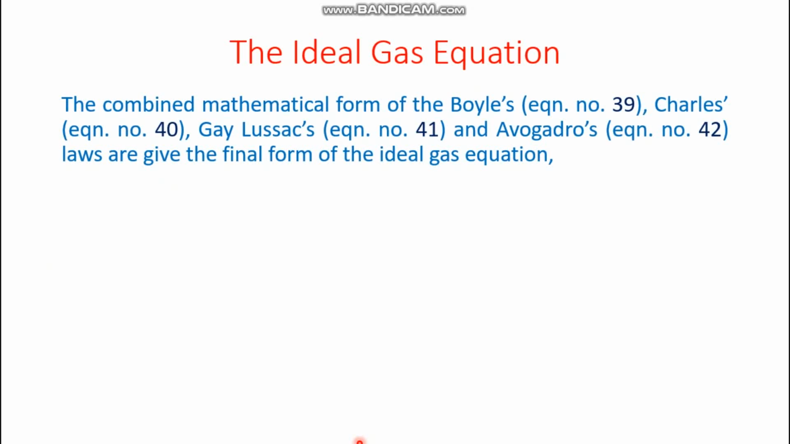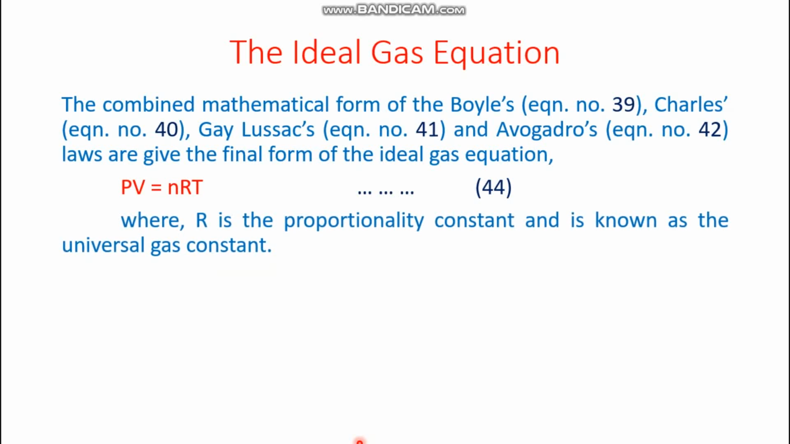So what about the ideal gas equation? It is simply PV equals nRT. If you combine all these laws, such as Boyle's law, Charles's law, Gay-Lussac's law and Avogadro's law, then PV equals nRT is obtained, and this is equation number 44. R is the proportionality constant. It is known as the universal gas constant, and it has so many values, but all are actually the same.